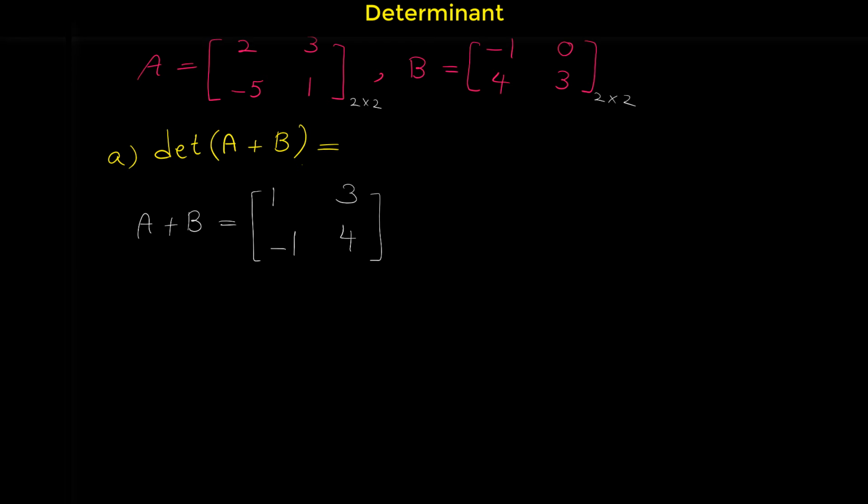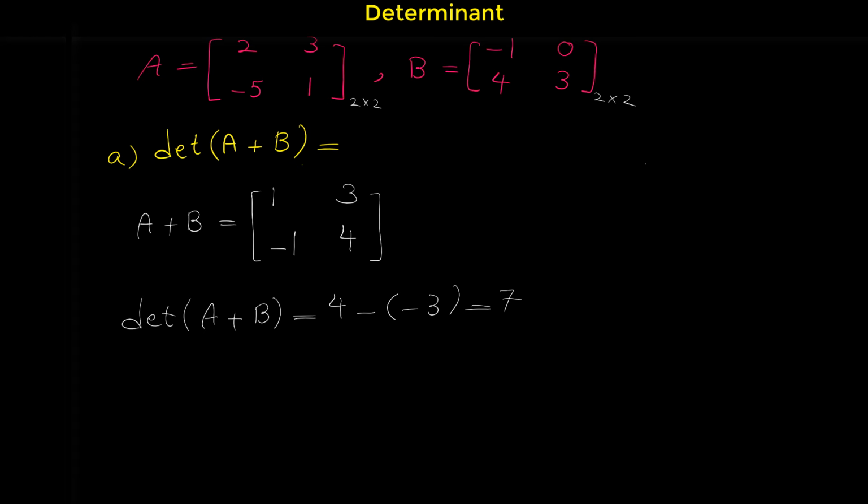Note the difference between the notation for a matrix and a determinant. When we want to find the determinant of a matrix, we put vertical lines like this. This is the notation for the determinant of a matrix. But this is actually right now a matrix, not a determinant. So for finding the determinant of this matrix, we can use this notation here. We can say determinant of A plus B equals 1 times 4, which is 4, minus 3 times negative 1, which is negative 3. 4 minus negative 3 is 7.